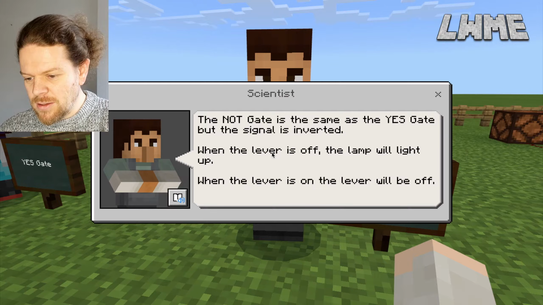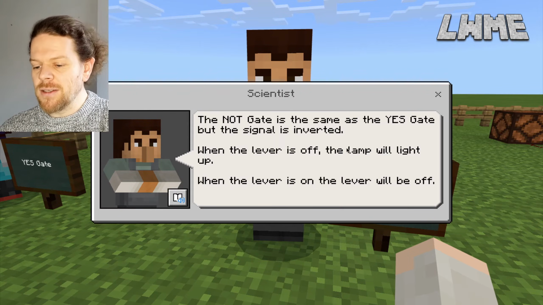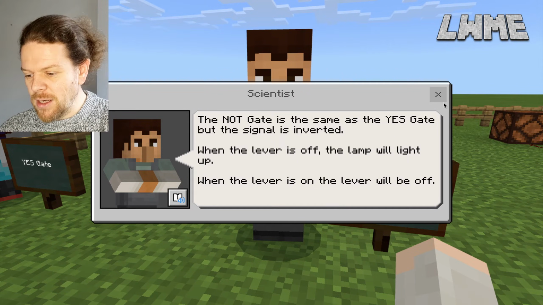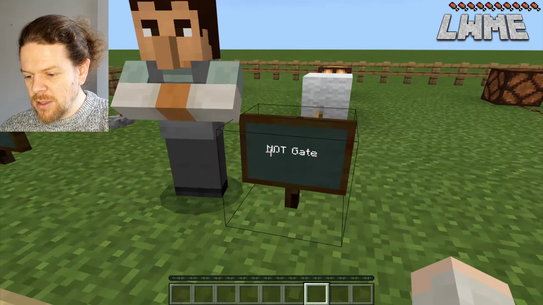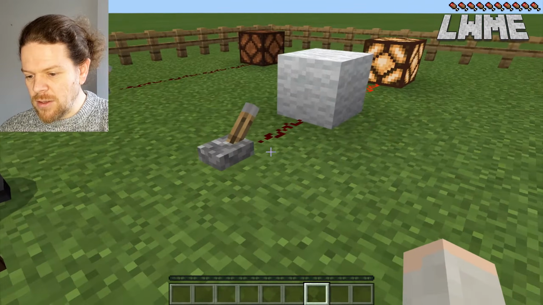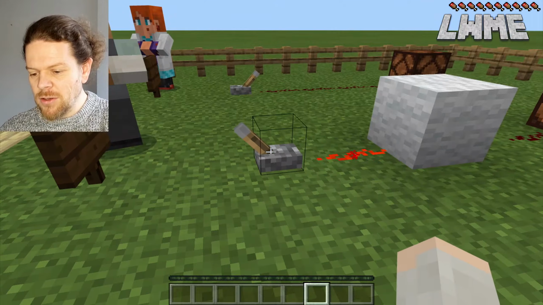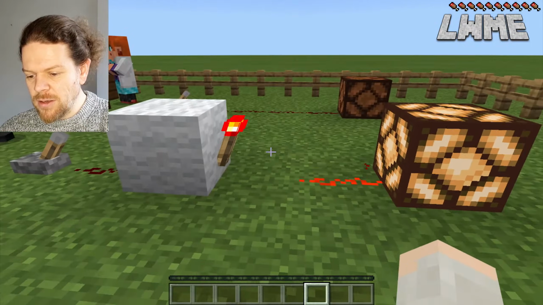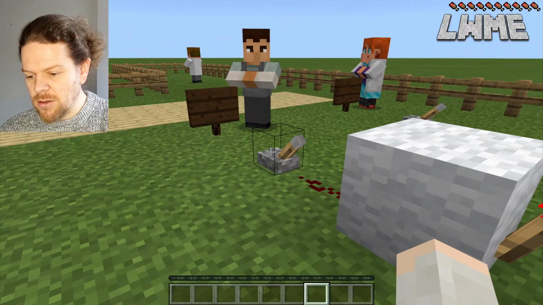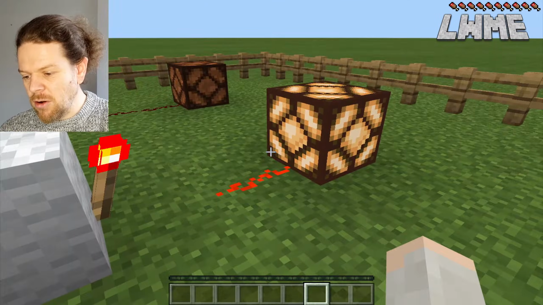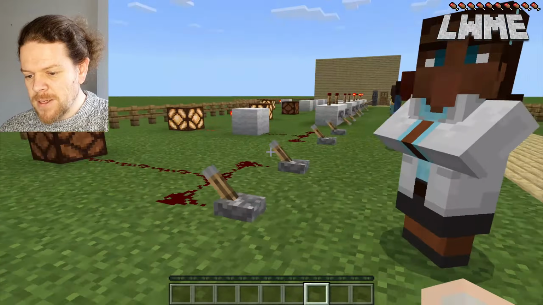The not gate, as this person will tell us, does the opposite of that. So when the lever is off, the lamp will light up. So there you can see it's already off and the lamp's lighting up. Turn it on, the lamp turns off. And you could think of this as an inverter. So it's taking an on signal and turning it off, and vice versa.